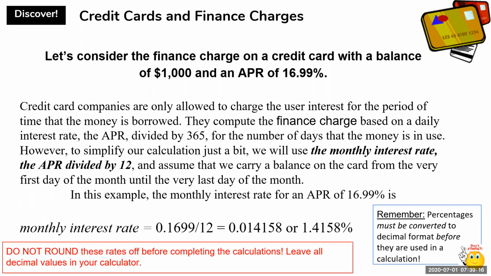Now, in this example, the monthly interest rate for an APR of 16.99% is found like this: if you want to find the monthly interest rate, we change the APR to a decimal. And how do you do that? We did that at the very beginning of this class, how to change from percentages to decimals, right? So you divide 16.99 by 100, and that gives you that. Please, I'm going to give you a caution right here. Remember, percentages must be converted to decimal format before they are used in the calculations. Do not round these rates off before completing the calculations. Please do not, okay? Leave all decimal values in your calculation.